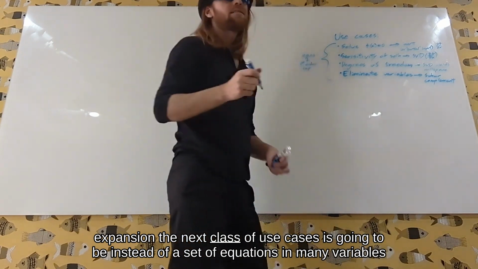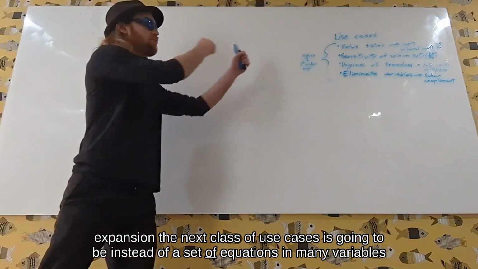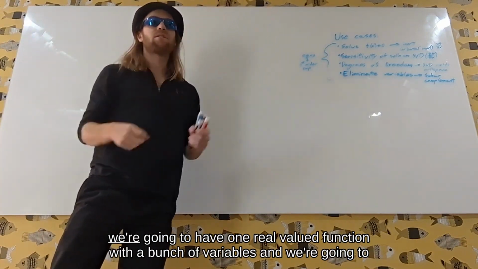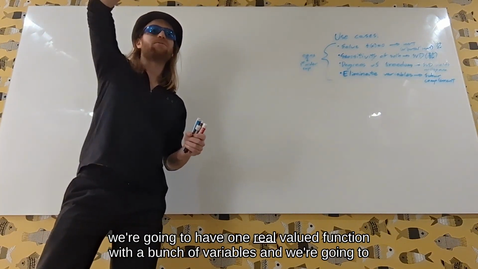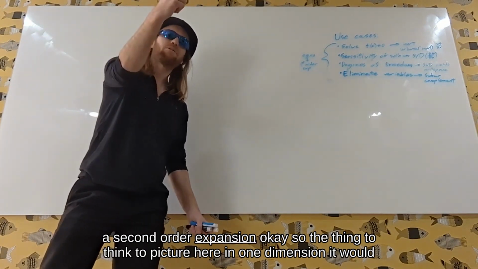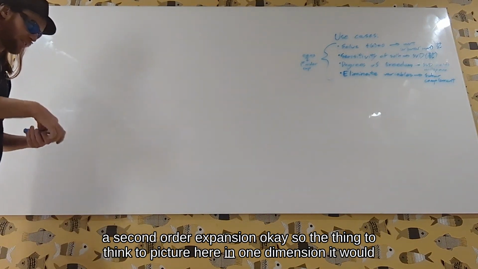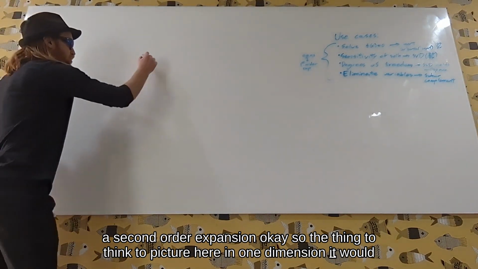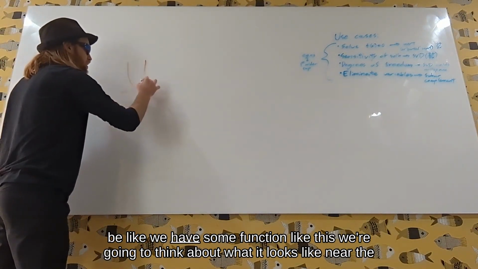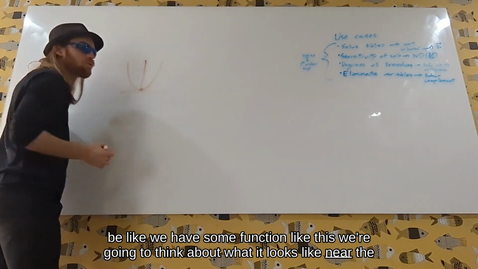The next class of use cases is going to be, instead of a set of equations in many variables, we're going to have one real valued function with a bunch of variables, and we're going to do a second order expansion. Okay? So the thing to picture here, in one dimension, it would be like we have some function like this. We're going to think about what it looks like near the minimum.